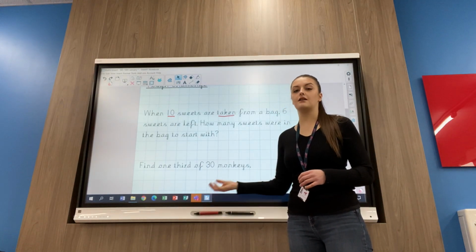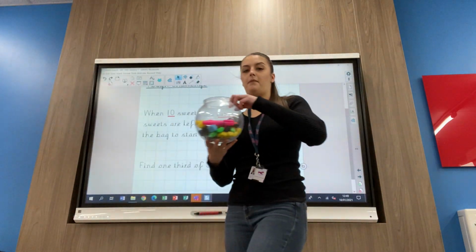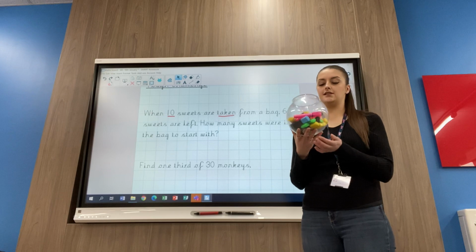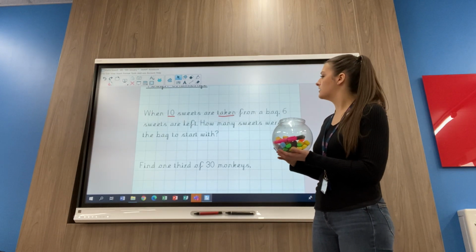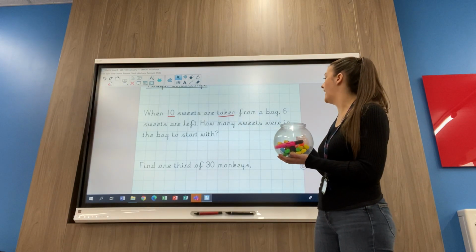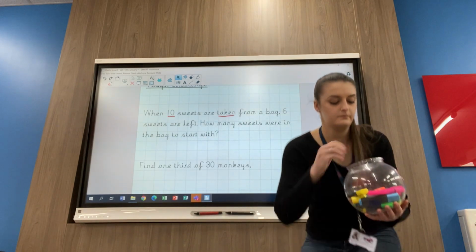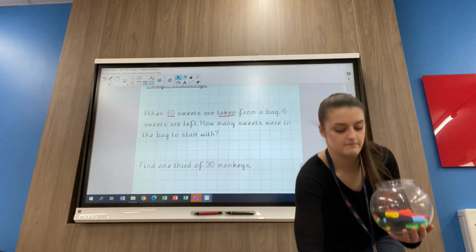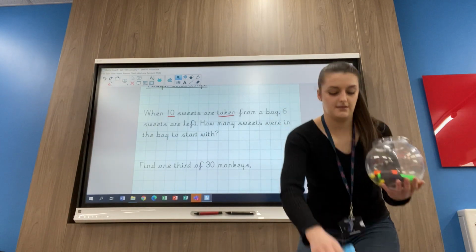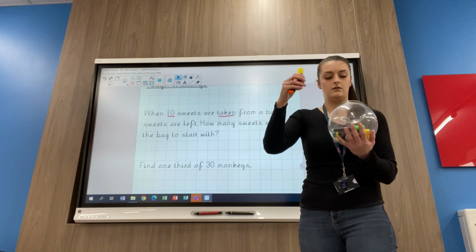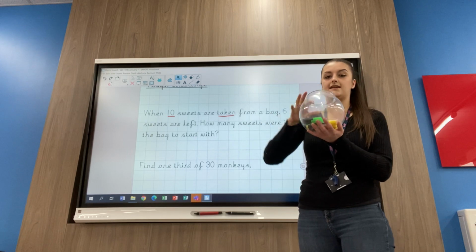So these types of questions, it can help us to visualise what was in that bag. So I've got here a box or a container of highlighters and I'm going to imagine they're my sweets. Okay, so 10 sweets are taken from a bag, 6 sweets are left. So to take those 10 out, so that's 2, 4, 6, 8, 10. 6 are left, and I've got 1, 2, 3, 4, 5, 6 are left.